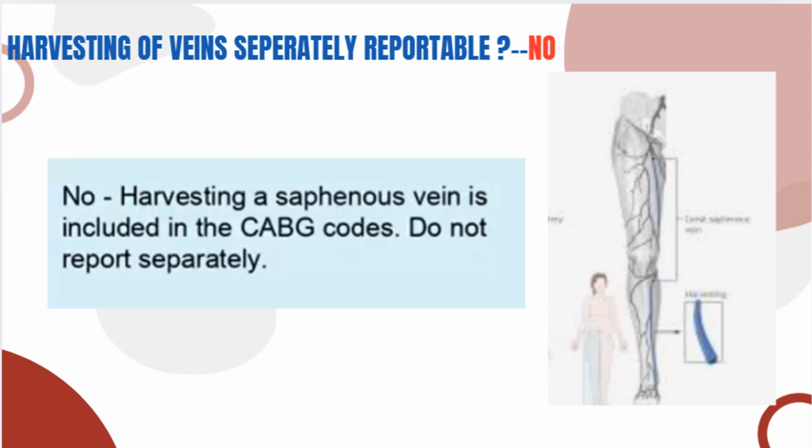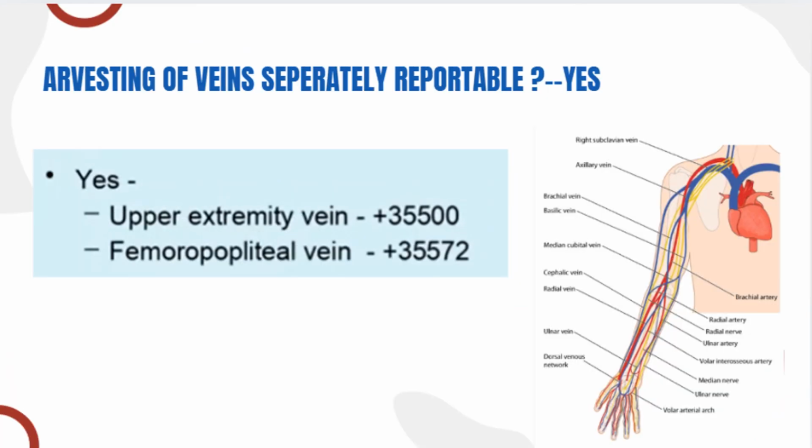Now let us see harvesting of the veins. Is harvesting of the veins separately reportable? For that also we have the answer no and yes. No, when harvesting a saphenous vein, it is included in the CABG code and we do not report separately. So whenever we use the saphenous vein as a graft, we do not code it separately. Is harvesting of the vein separately reportable? Yes, in some instances we have to code it separately.